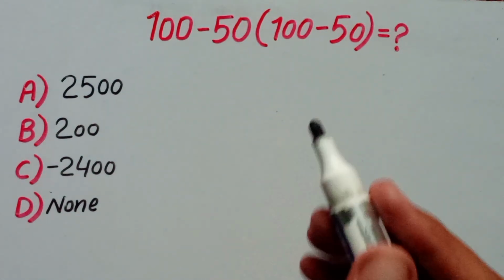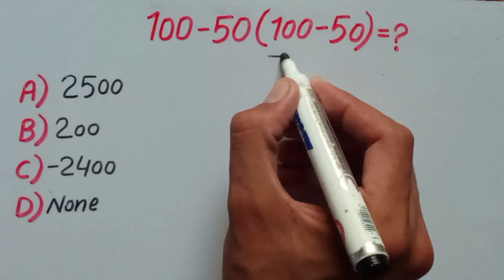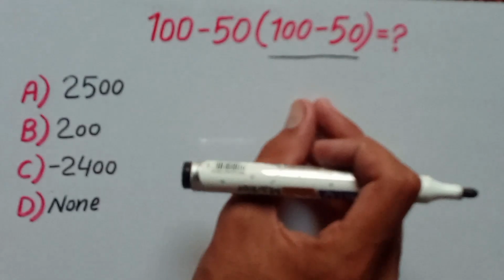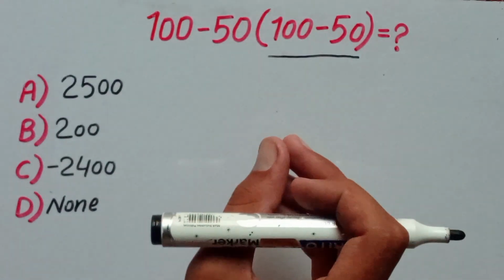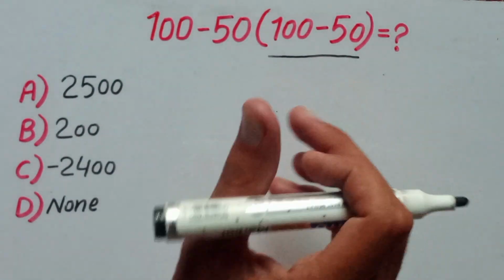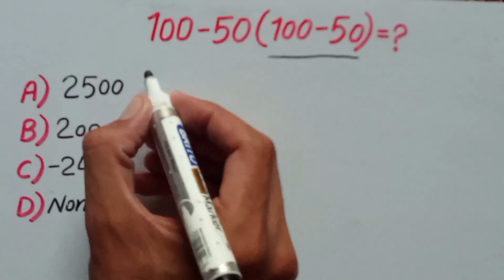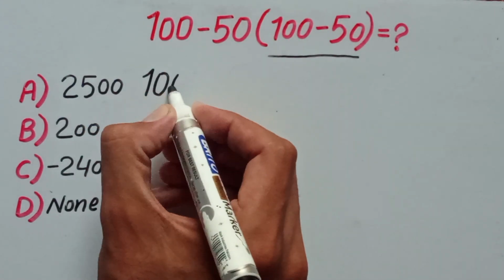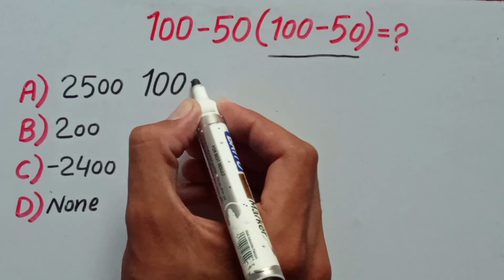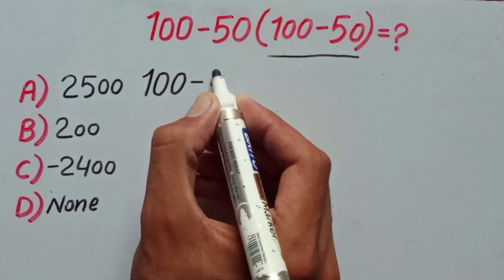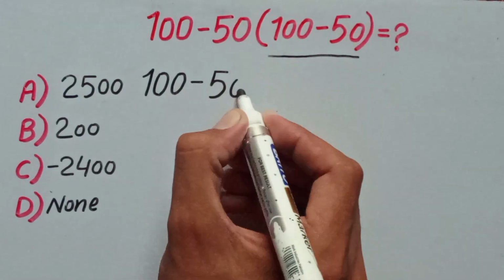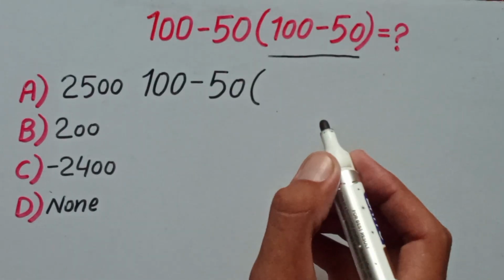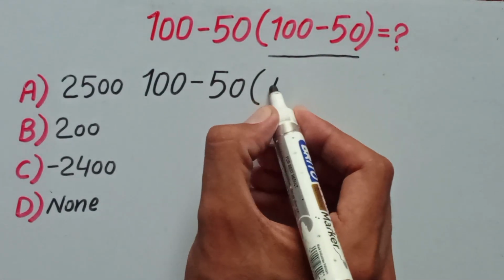Guys, here parentheses are present. In PEMDAS, we can say that parentheses have higher priority than other operations. So firstly we solve the parentheses. So I write it as it is: 100 minus 50 open parentheses, 100 minus 50 is just 50.